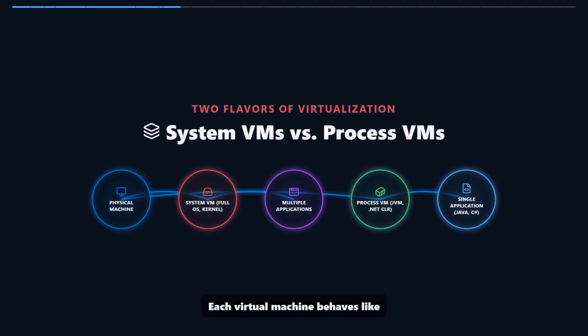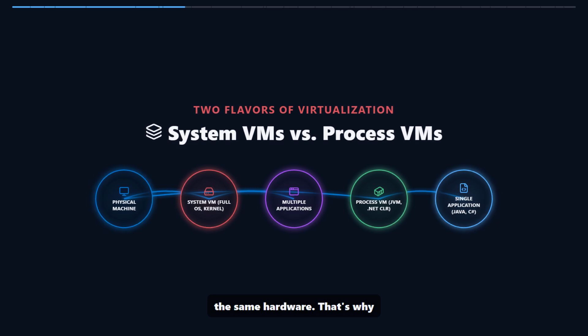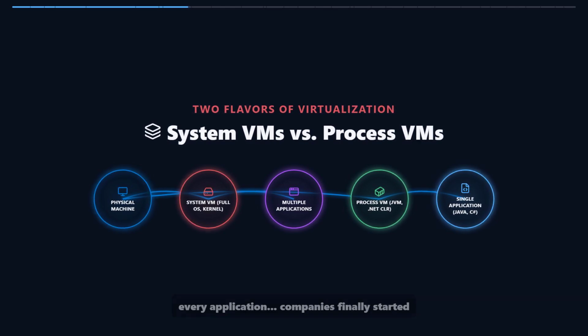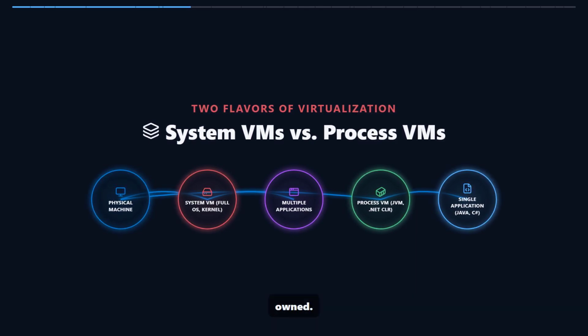Each virtual machine behaves like an independent computer. If one crashes, the others continue running. They don't know they share the same hardware. That's why virtualization transformed enterprise IT. Instead of buying one server for every application, companies finally started using the hardware they already owned.